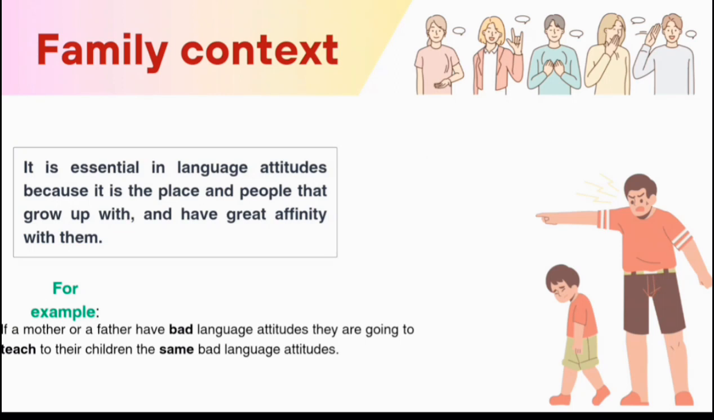Family context. It is essential in language attitudes. Essential means it is a basic one, because it is the place and the people that one grows up with and has a great affinity with. For example, if a mother or father has bad language attitudes, they are going to teach their children the same bad language attitudes. Look at this picture, you will get it. If the father has a bad attitude, he will teach the same bad attitude to his son. So it is family context.